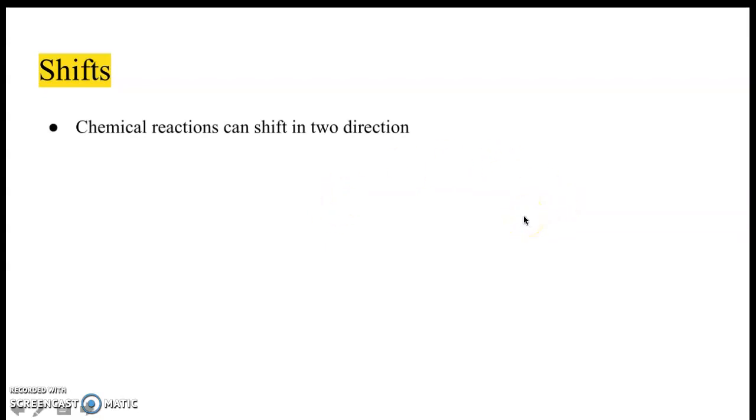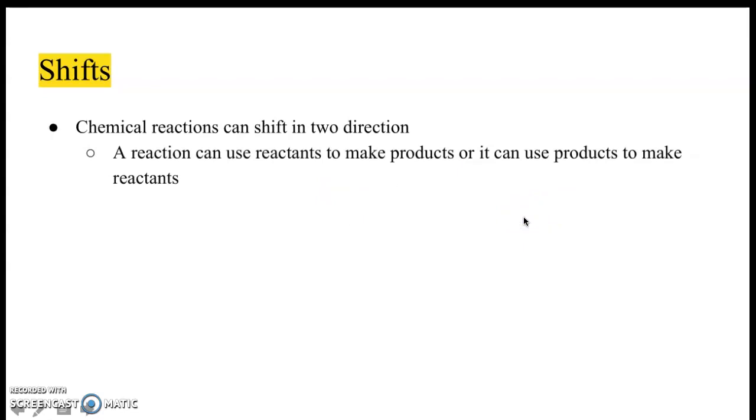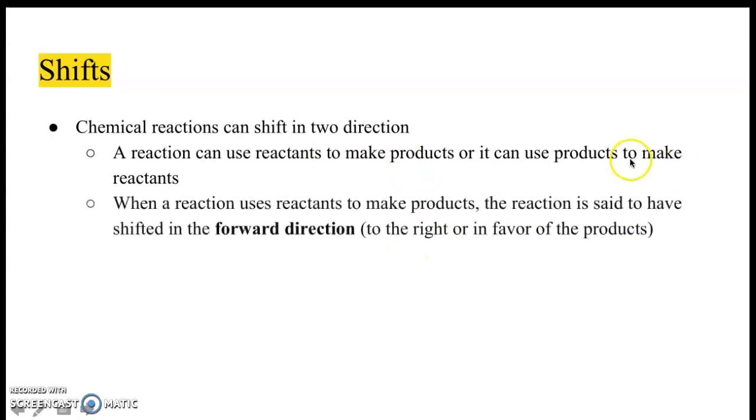So there's only two ways to shift. A reaction can use reactants to make products or products to make reactants. Reversible reactions, like we talked about in our last video. But when a reaction uses reactants to make products, the reaction is said to have shifted in the forward direction. It can also be considered a shift to the right or a favor of the products. But it's happening in the forward direction like we're used to from reactants to products.